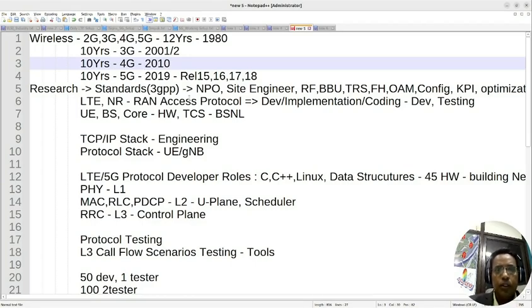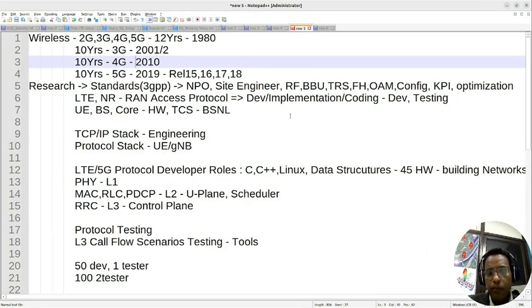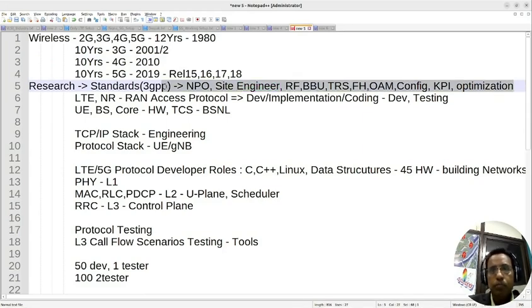After the standardization is done and it is getting into production, it will take another 1 year, 2 years, and feature development and multiple things will happen. That's why the overall cycle is around 10 years. But here, there are different natures of work. I think some of you have come into the category of NPO and site engineers, RF, right? Multiple categorizations and multiple natures of work. There is no protocol side here.